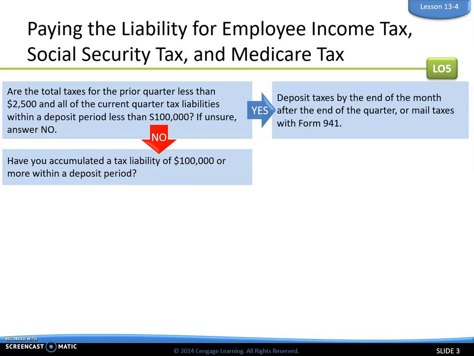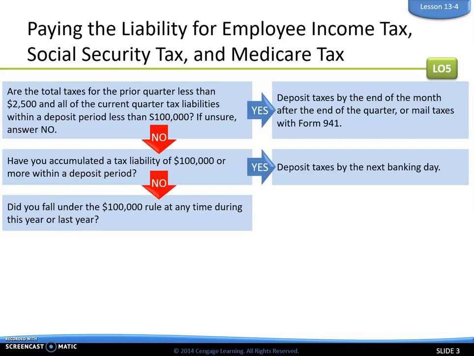If we were to say no to that question, the next question we would go to is, have we accumulated a tax liability of $100,000 or more within a deposit period? If we say yes, we would need to deposit our taxes by the next banking day. If we were to say no, the next question we go to is, did you fall under the $100,000 rule at any time during this year or last year?